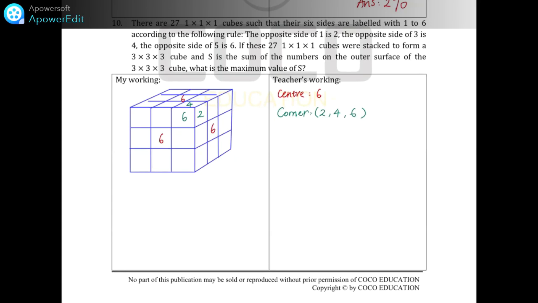Then lastly, we have those along the edge. So this is 6 to the 4. You can see two faces of the cube. So here this is 6, 4. So those along the edge are 6 and 4.